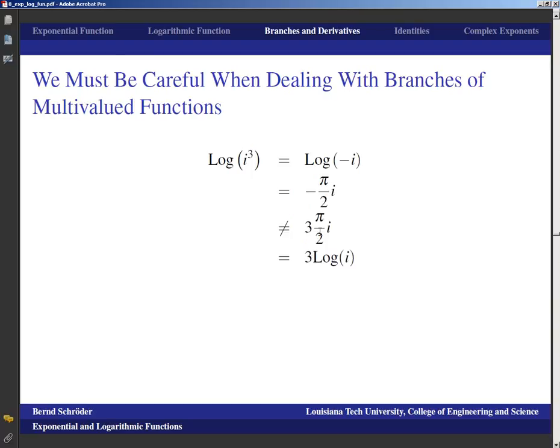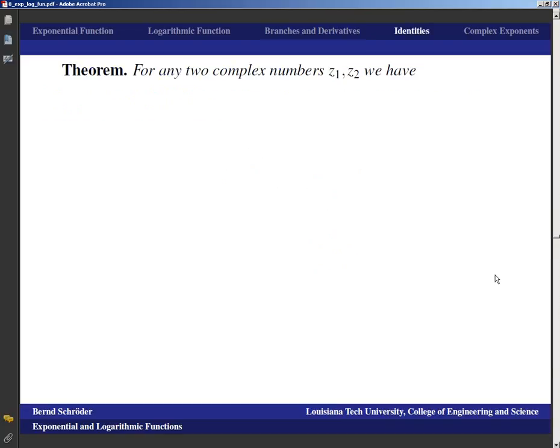And the pi halves i, that's the principal value of the logarithm of i, so that's 3 log i. And from the real line, we know that you can take the logarithm of a power by pulling out the exponent, and that doesn't work anymore for the principal branch of the logarithm. Well, so what kinds of identities do we have?